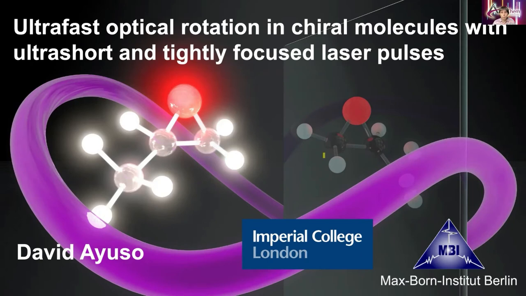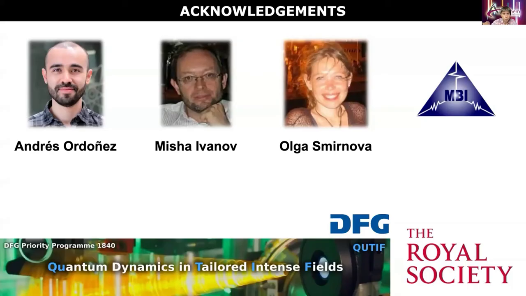So my talk is also about chirality. It's about how we can tailor the polarization of light in order to distinguish between the left-handed version and the right-handed version of a chiral molecule efficiently and on ultra-fast timescales. And I want to introduce a new method that we call ultra-fast optical rotation that uses ultra-short and tightly focused laser pulses, and it encodes the chirality of a medium in the polarization of the nonlinear optical response.